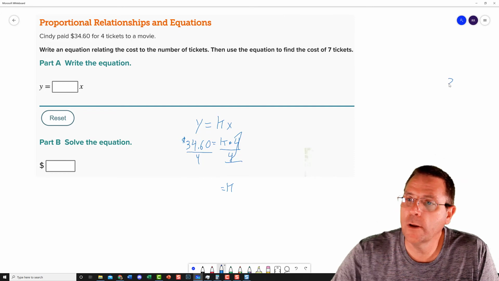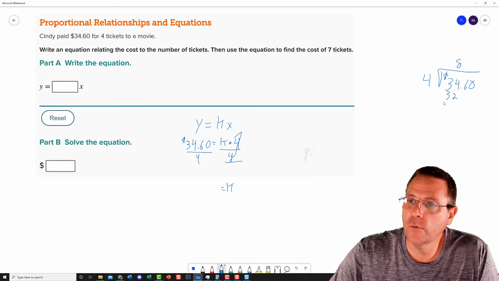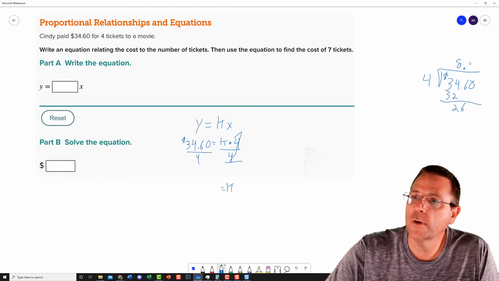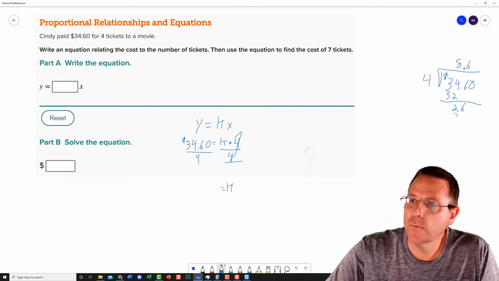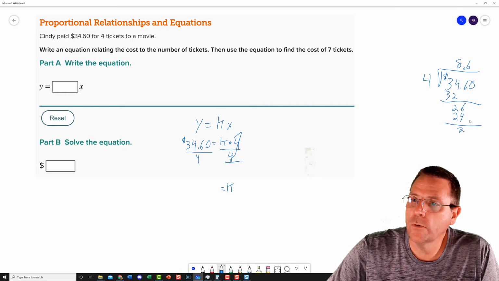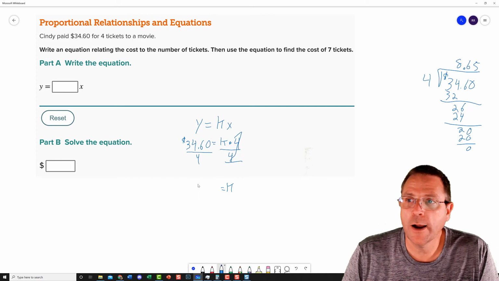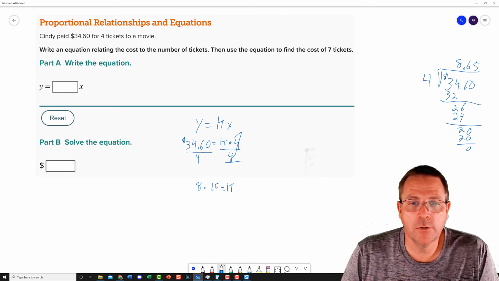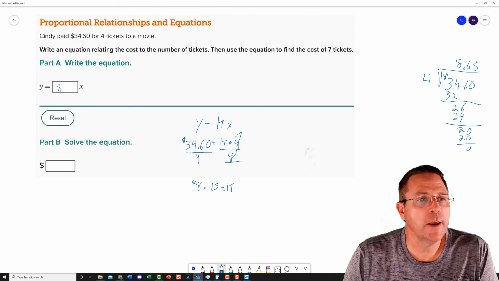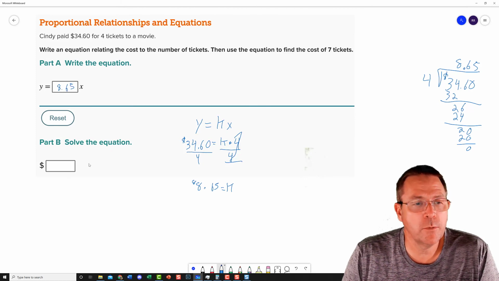And now we're going to come way off to the side to do our grunt work so it's separated from our problem, keeping our work paper neat and clean this way. 4 goes into 34 8 times. 8 times 4 is 32. 2 left over. Your decimal goes up. Your 6 goes down. 4 goes into 26 6 times. 6 times 4 is 24 with 2 left over. Bring down your 0. 4 goes into 20 5 times. 5 times 4 is 20 with nothing left over. So our constant of variation is going to be $8.65, and we will write that in right here. 8.65 is what you put in that answer.